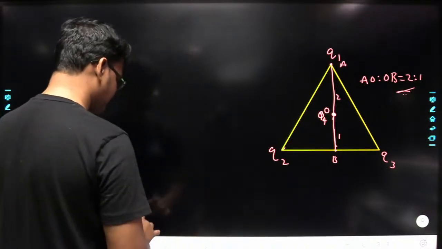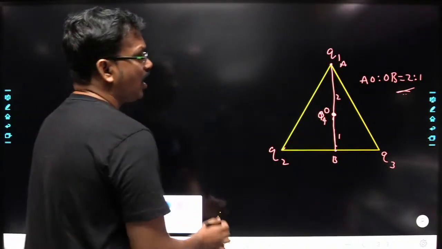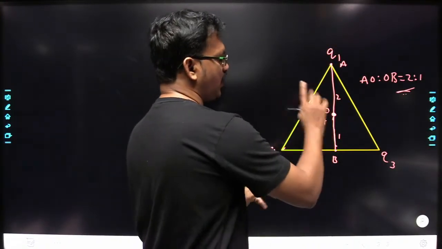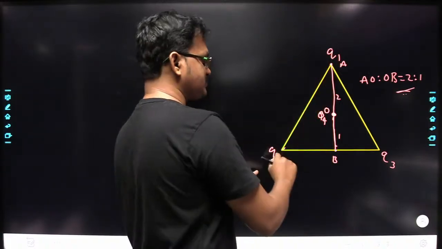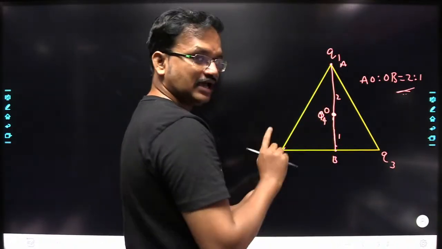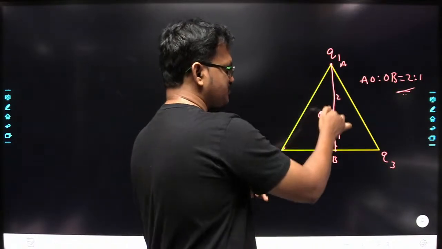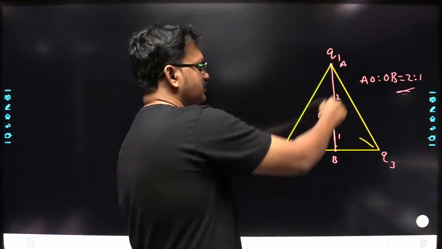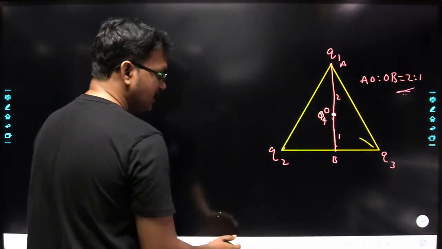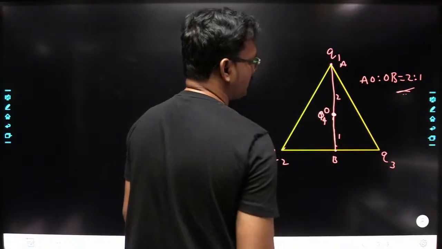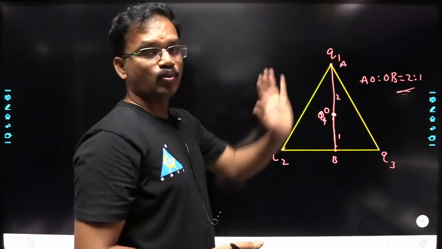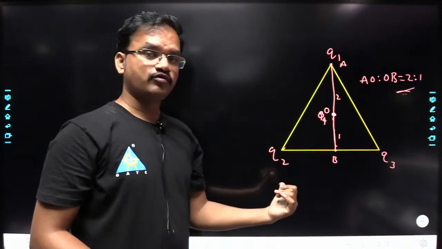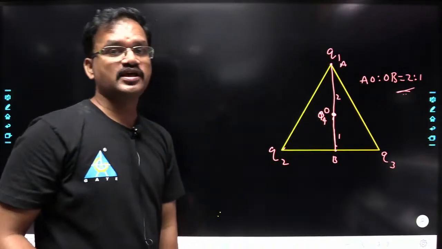Next, see here. However this Q1 is placed with respect to Q2, Q3 and Q4, in the same manner Q2 is also placed with respect to the other 3 charges. In the same manner, Q3 is also placed with respect to the other 3 charges. Yes or no? So that means if you try to determine the magnitude of net force on any one charge, then the other charges are also going to experience the same magnitude of force.